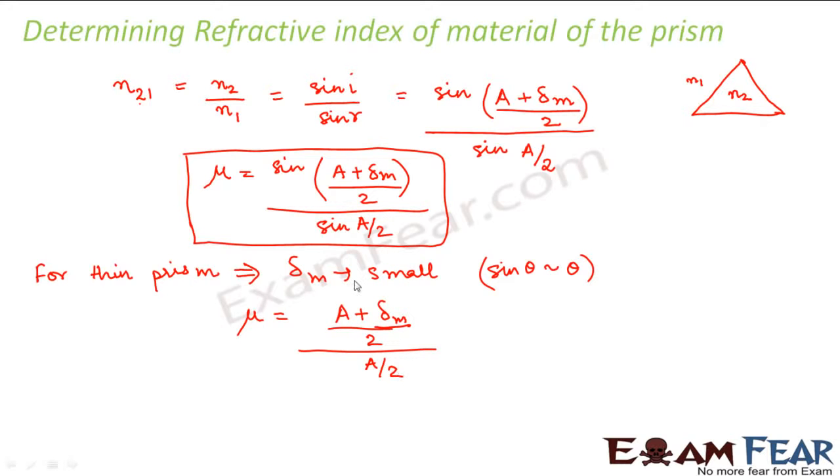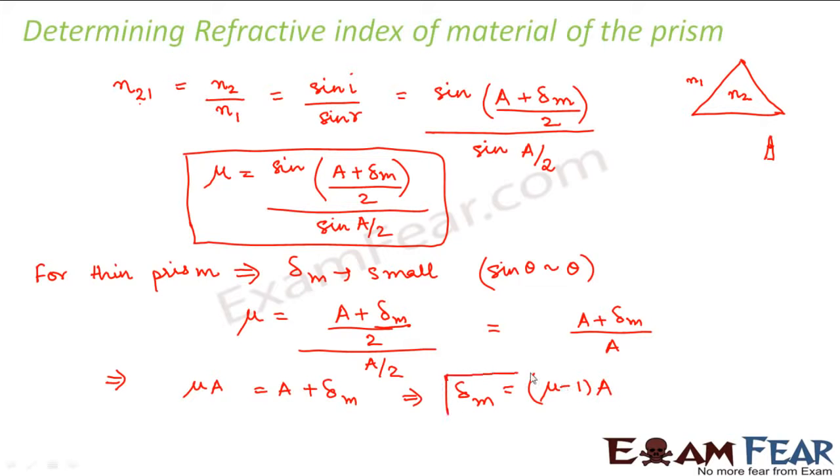We assume that both A, that is the angle of the prism, and delta m are very small, because if the prism is very thin, this angle will also be very small. So this becomes equal to (A plus delta m) divided by A. Or we can say that mu A is equal to A plus delta m, or delta m is equal to (mu minus 1) into A. So for thin prisms, the angle of minimum deviation can be related to the refractive index and the angle of the prism in this way.